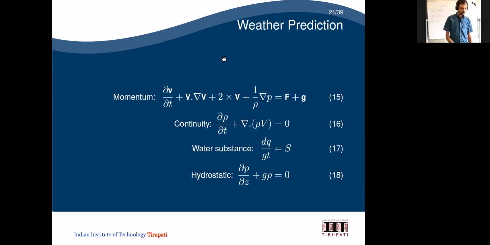In weather prediction also we will use the Navier-Stokes equation and other things. The momentum equation is there, the continuity equation is there, and then you have some kind of water substance, so that we can predict whether we will get rainfall or not. And depending on the pressure, hydrostatic, you will see whether there will be a storm or a cyclone going to form. That is once again from weather prediction.